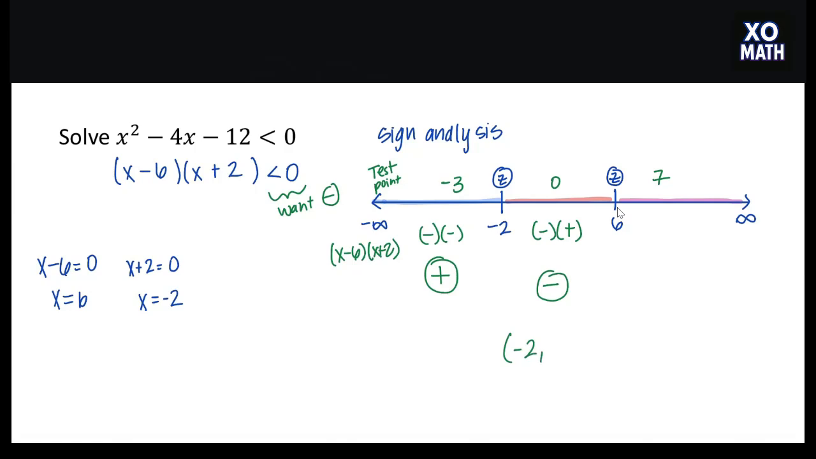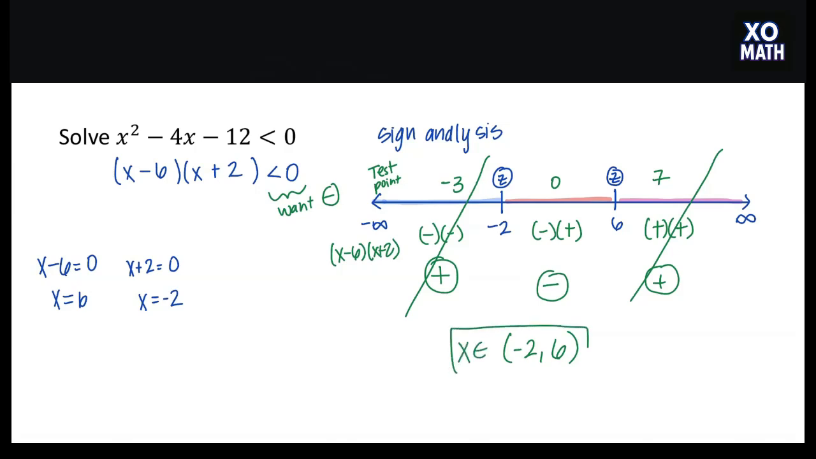So we want the interval from negative 2 to 6, not including negative 2 or 6, because that's where the function equals 0. We want where it is less than 0, just less than 0, not less than or equal to 0. And finally, if we plug in 7, 7 minus 6 is positive, and 7 plus 2 is positive. So positive and positive multiplied give us a positive. So we only wanted that middle interval. We didn't want these two outer intervals. So this is my solution set.